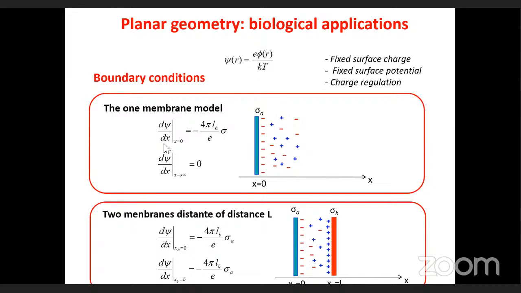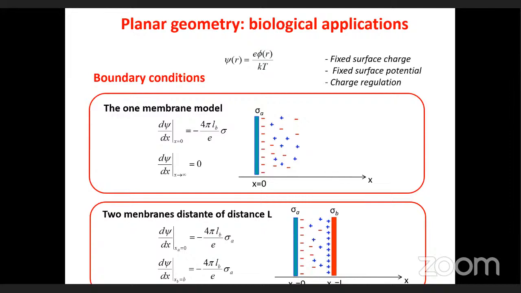When we treat one membrane model, the boundary conditions adequate for the description of the system are those equations. This equation means that the derivative of the electrostatic potential, which is proportional to the electric field, is proportional to the charge density of the membrane. And the second equation says that far from the membrane, there is no electrostatic influence on the potential. So we can write this equation.